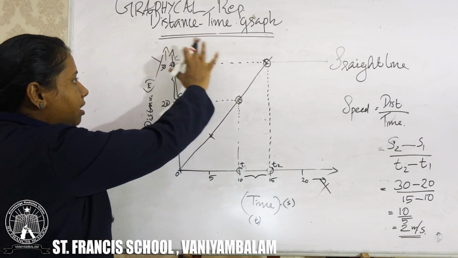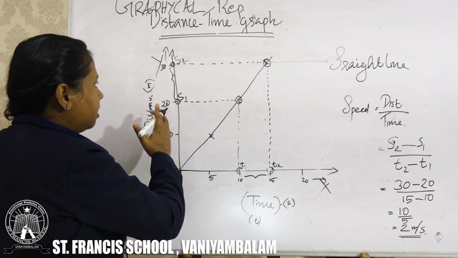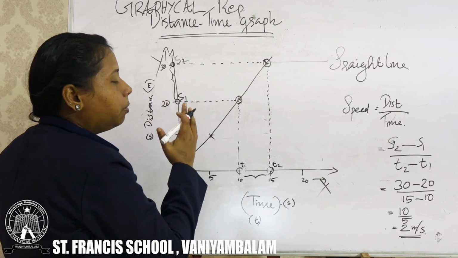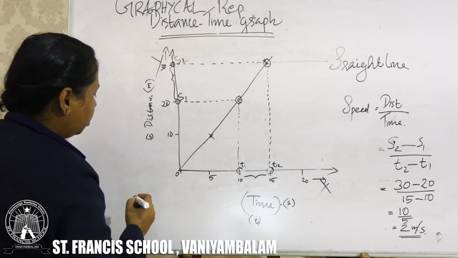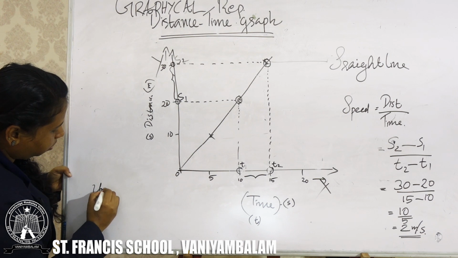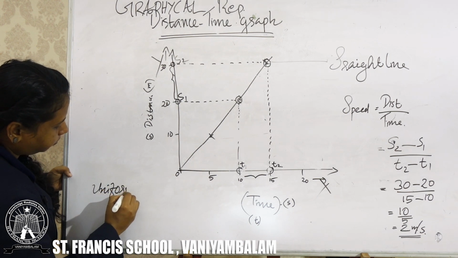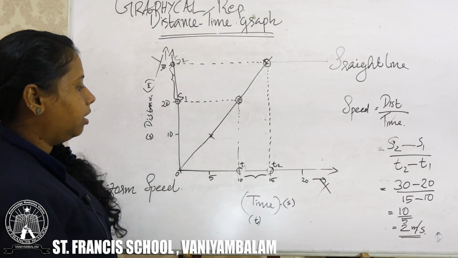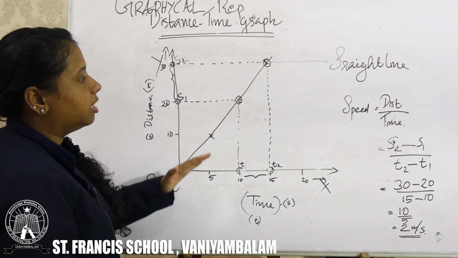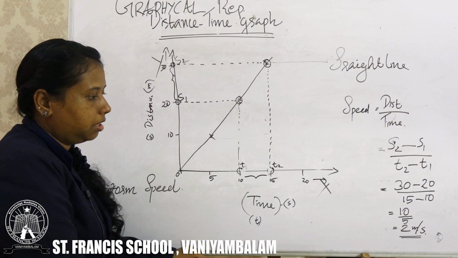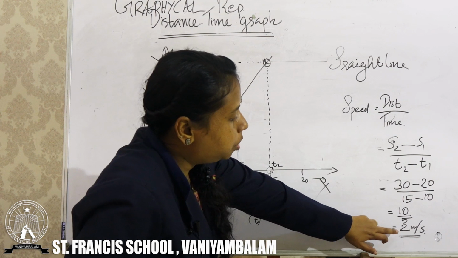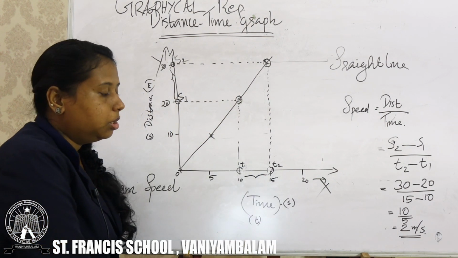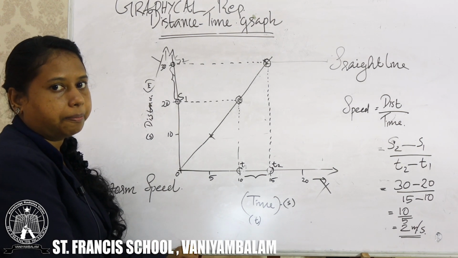So we can say this distance time graph of uniform speed gives us the speed of the object. It always keeps 2 meter per second of speed.